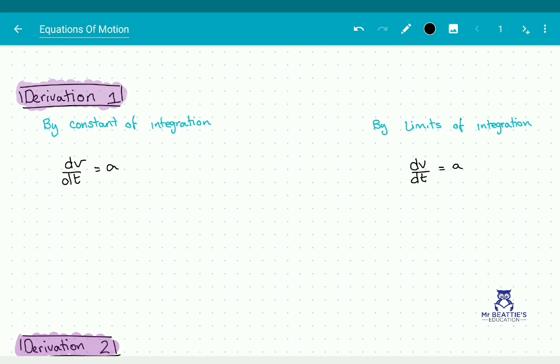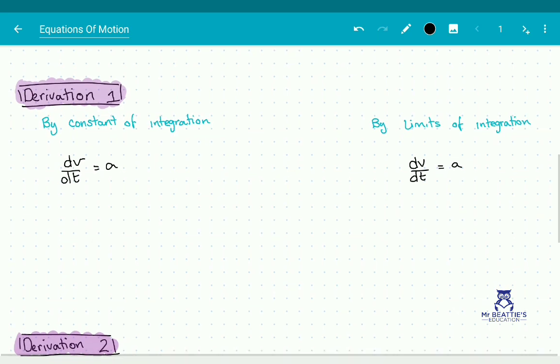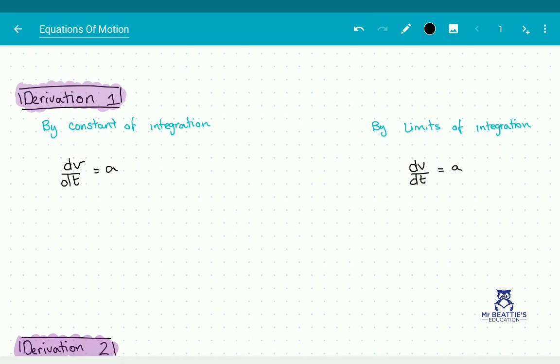So using our constant of integration, the first thing we're going to do is integrate both sides with respect to t. So the integral of dv by dt with respect to t is equal to the integral of a dt. These two dt's are going to cancel off, and so you've got the integral of dv is equal to the integral of a dt. The integral of dv is just v, and on the other side the integral of a with respect to t is at, plus the constant of integration, c.